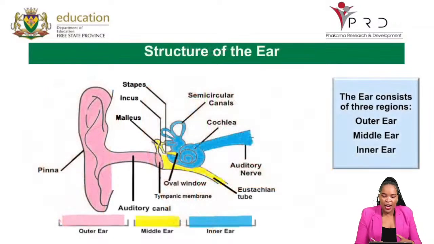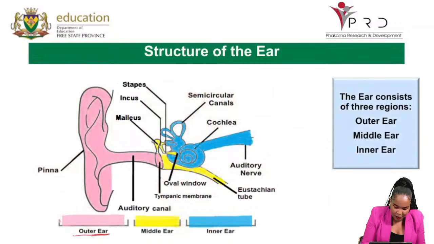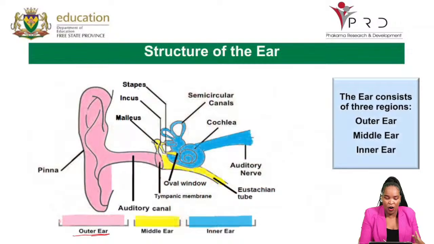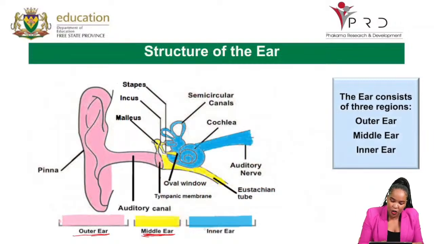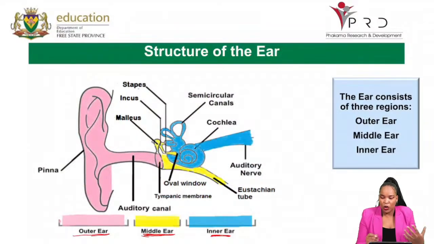Right. So let us take a look at the structure of the ear. The ear is divided into 3 sections, or you can say the 3 parts. You have the outer ear. In this case, it is represented by the pink color. You see the pink color, all the parts that are colored pink represents the outer ear. And then you have your middle ear. The middle ear is colored by yellow. And then you have your inner ear. So the ear consists of these 3 regions. So the regions are outlined in those colors as mentioned.